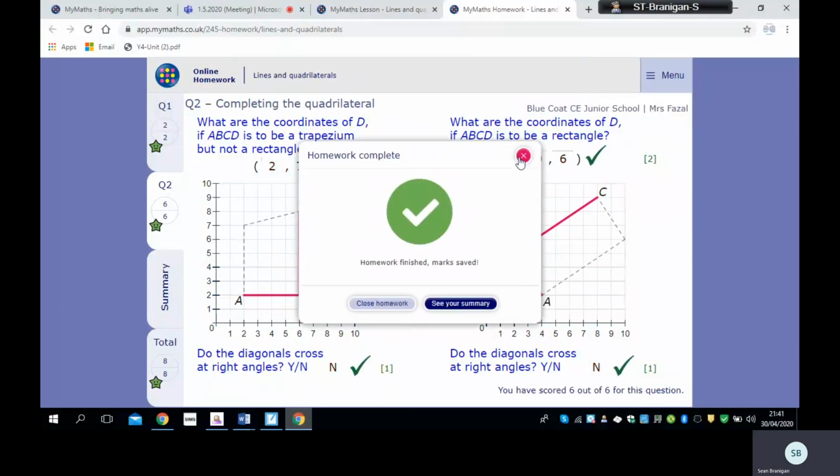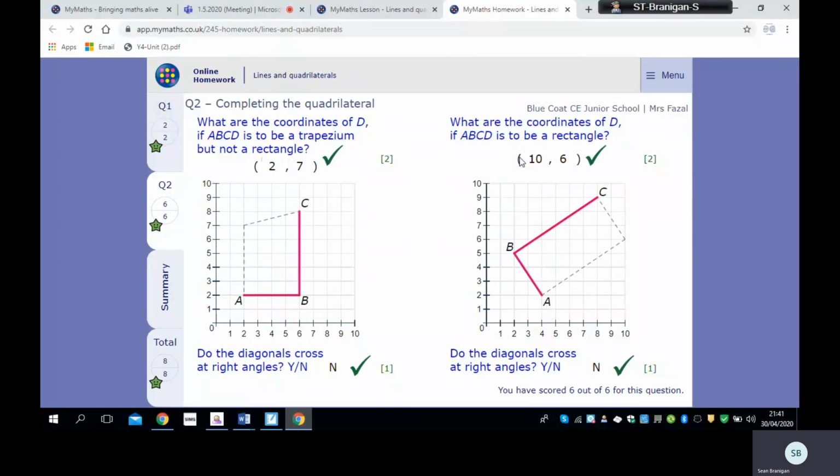Okay, thank goodness for that. I got them all right. Because Al would definitely have told me off if I got them wrong.